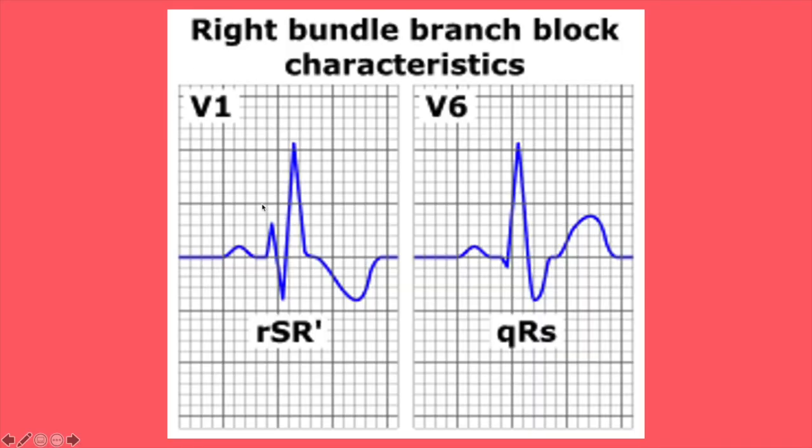We see bunny ears in V1, which is a right-sided lead. Nice and tall. And then we have a slurred S wave in V6.